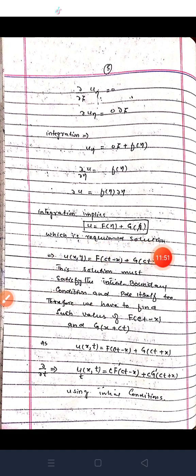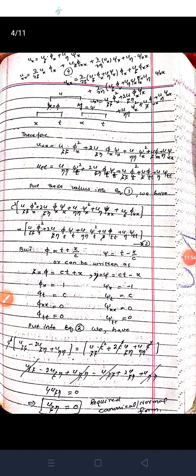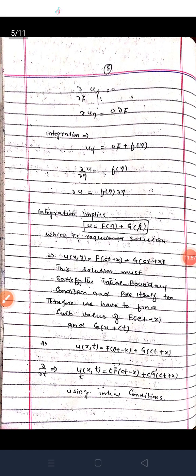Now our solution is of this form. What is the value of zeta and eta? Putting the values of zeta and eta, this is our required solution. Now we are going to find the values of f and g such that they satisfy our PDE and our initial and boundary conditions. Therefore we have to find such values of f of ct minus x and g of ct minus x.